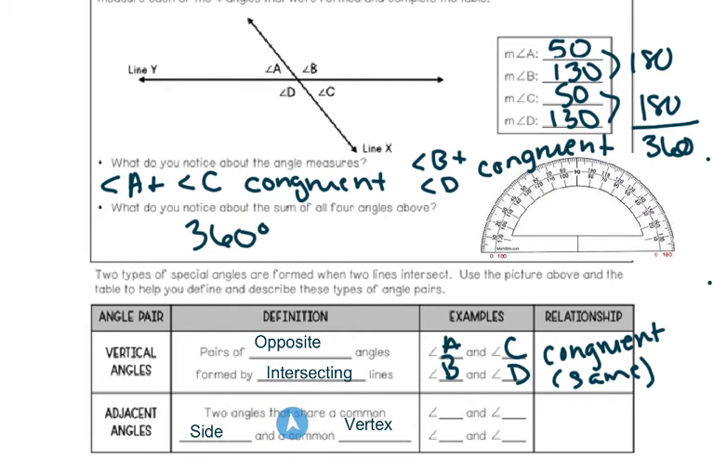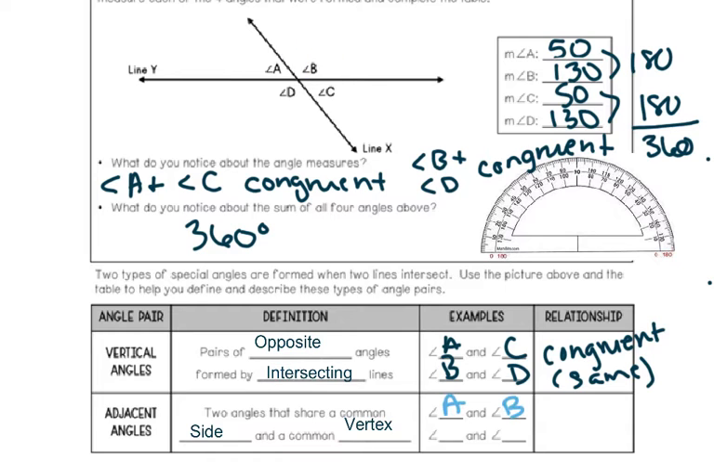Adjacent angles are two angles that share a common side and a common vertex. So a side is just one of these lines, and the vertex is the corner. So in this case, all of them share the same corner. They all meet right here in the middle, but not all of them share a same side. So if we look for some examples here, I see that angle A and B share this line. So angle A and angle B are adjacent angles.